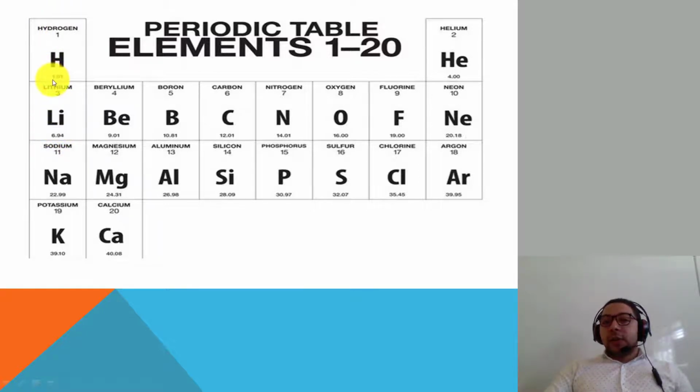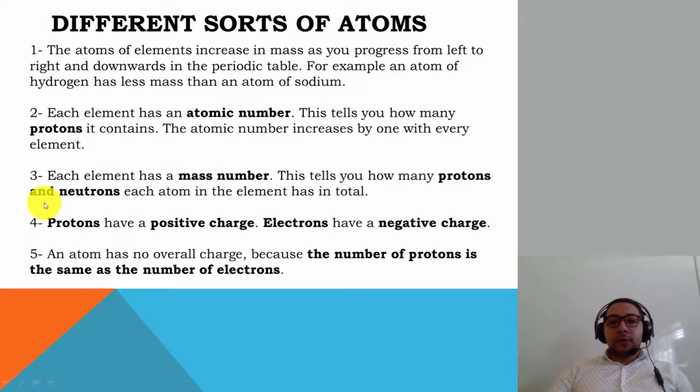So hydrogen has 1 mass number, helium has 4, lithium has 7, beryllium has 9, boron has 10. As you go from left to right, the mass of the element increases. As you go from up to down, the mass also increases for the element. So each element has 2 numbers.